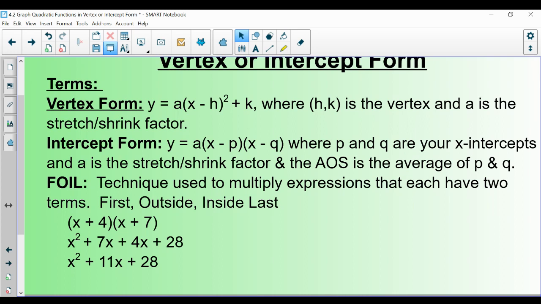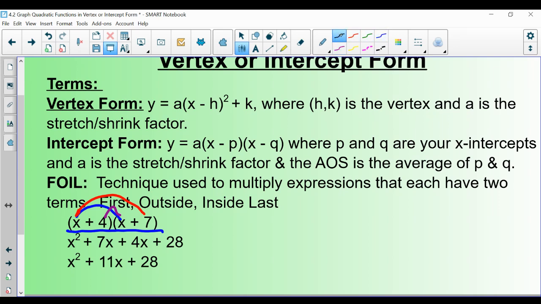This is actually the first time all year that we've talked about the term FOIL, but I know that you guys know what it means. FOIL means first, outside, inside, last, and it's a technique that we use to multiply something like this statement right here, x plus 4 times x plus 7. Essentially you multiply the first two things together, the first one in this parentheses and the first one in this parentheses, x times x is x squared. Then you do the outside ones. X here is on the outside, and 7 is on the outside, so you'd multiply those and get 7x. The inside two, you would multiply 4 times x to get 4x.